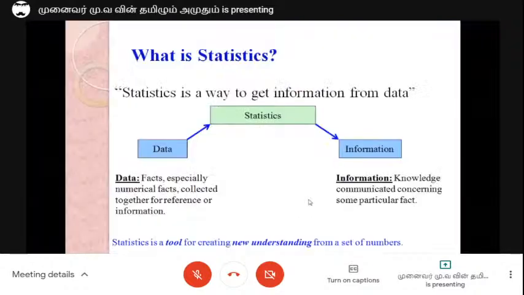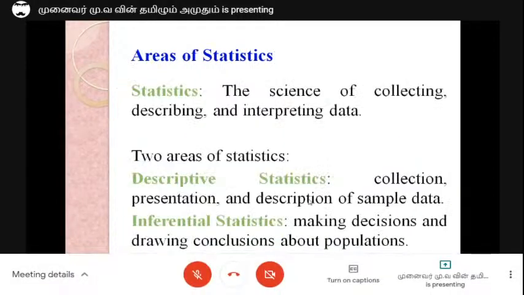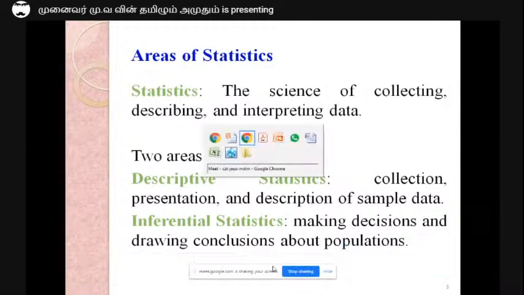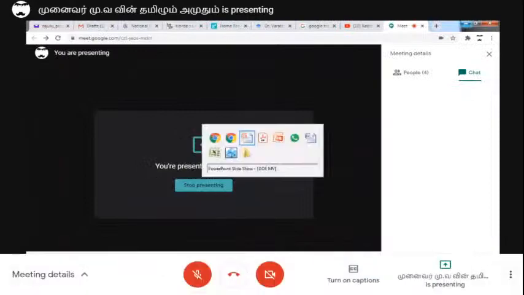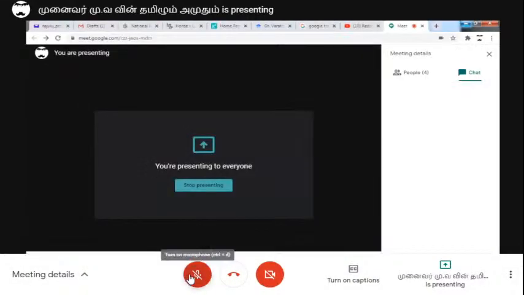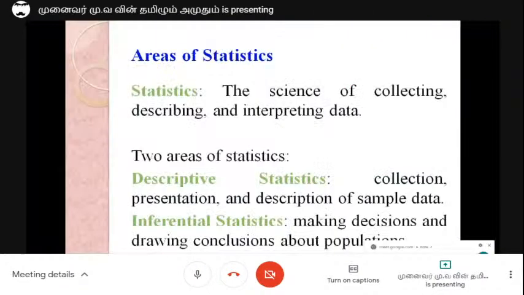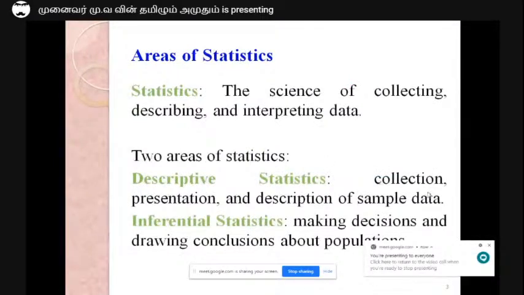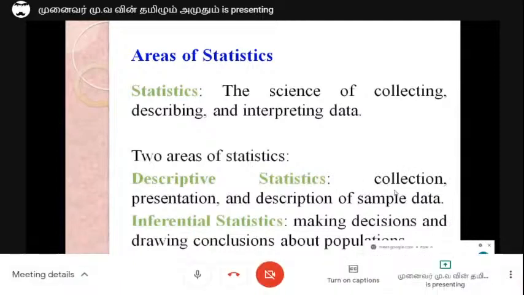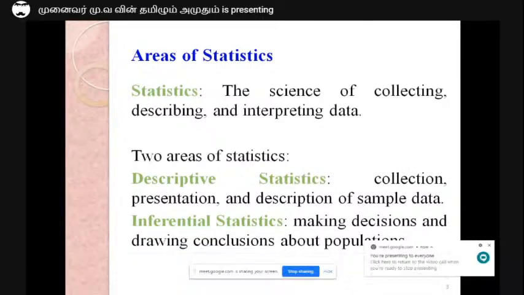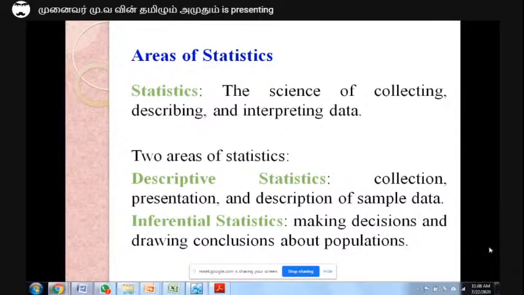Considering statistics, getting the information from the data is nothing but statistics. And statistics is further subdivided into two types. The science of collecting, describing, and interpreting data is nothing but statistics. The collection, presentation, and description of sample data is said to be descriptive statistics. And making decisions over the conclusion drawn is nothing but inferential statistics.